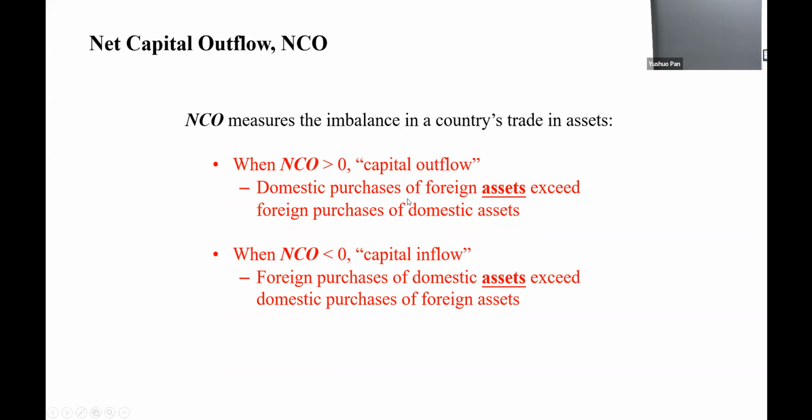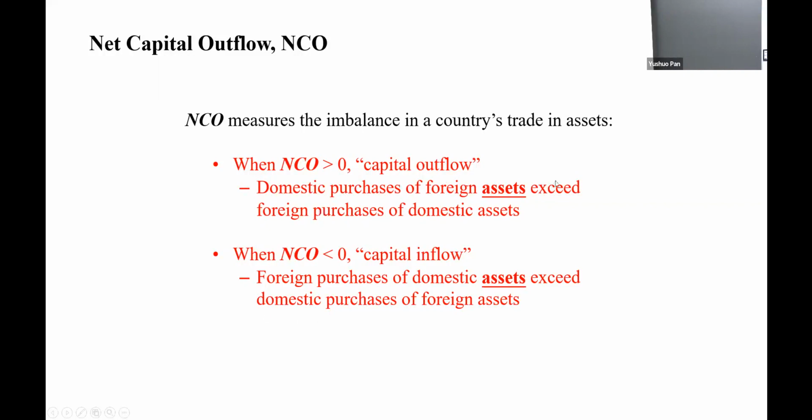Which means the domestic purchases of foreign assets exceed foreign purchases of domestic assets. When the net capital outflow is smaller than zero, then that's the capital inflow, because more US dollars come back into the US, and fewer US dollars stay in other countries. So in this case, foreign purchases of domestic assets exceed domestic purchases of foreign assets.